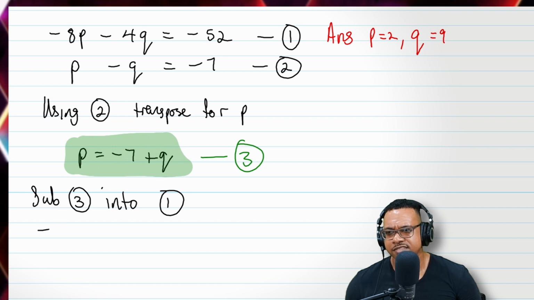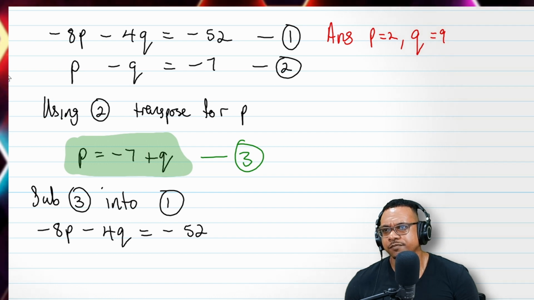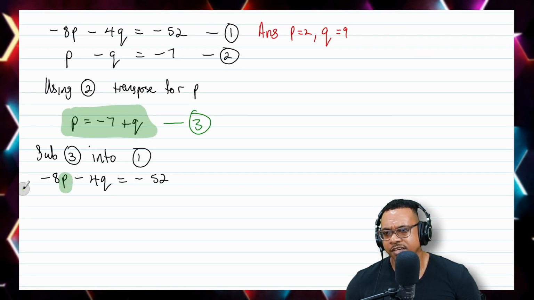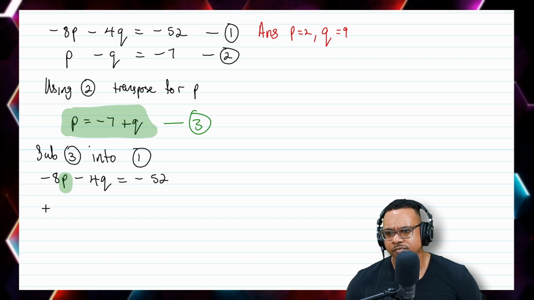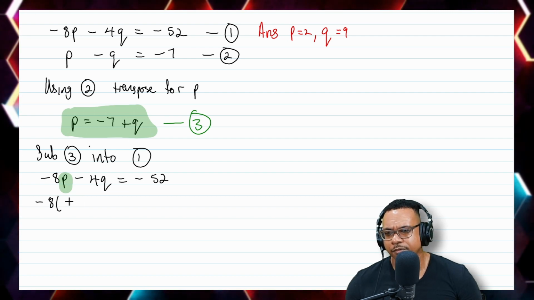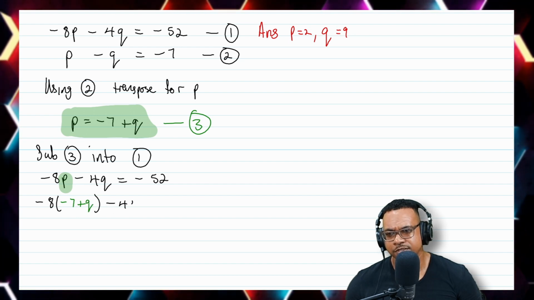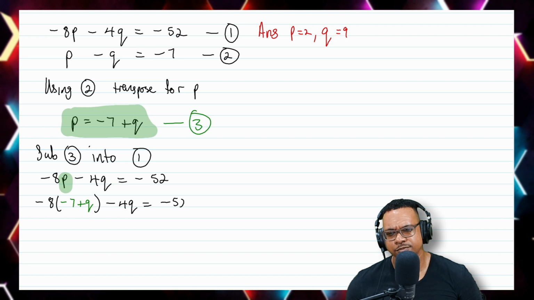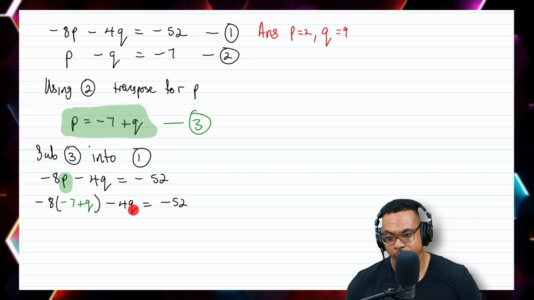So equation 1 reads, negative 8p, take away 4 times q, is equal to negative 52. So wherever I see p, I'm going to replace it with this. So this p here is going to get replaced with negative 7 plus q. So I'm going to have negative 8, and where I see p, I'm going to put that negative 7 plus q. Then I'm going to have to take away 4 times q is equal to negative 52. So now my equation goes from having two variables to having just one variable, which is q.